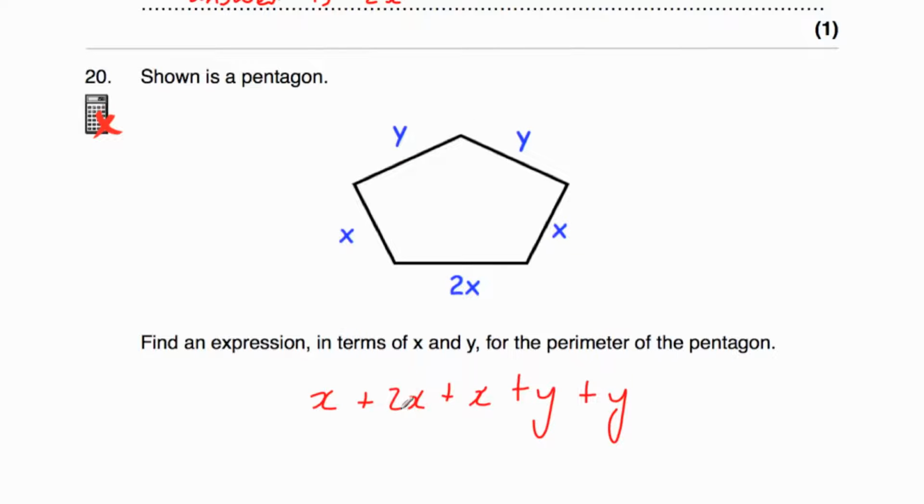Now let's simplify this. Let's collect the like terms. So x is 1x plus 2x's, that's going to be 3x's, plus another x, that's going to be 4x. And then in terms of our y's, we've got add a y and add a y, so that's 1y plus another y, that's going to be 2 lots of y, so 4x plus 2y. And that's our expression for the perimeter of this pentagon.